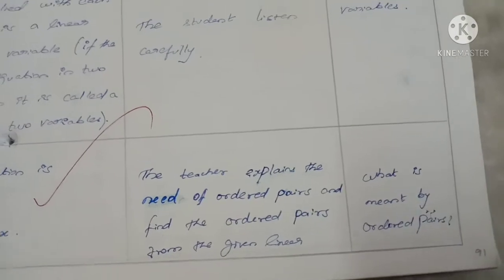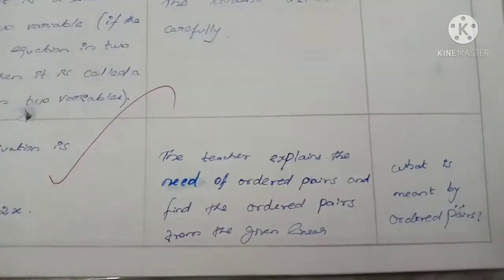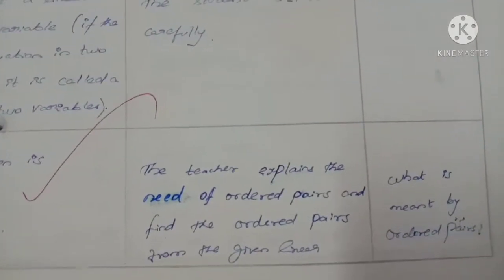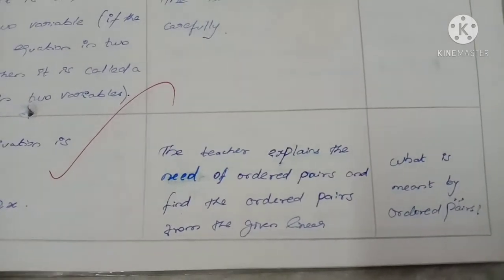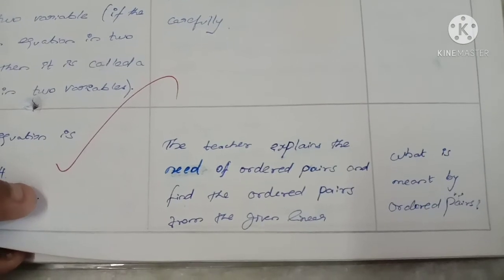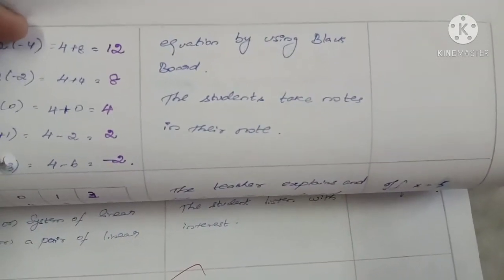In the third box, the teacher explains the need of ordered pairs and finds the ordered pairs from the given linear equation by using the blackboard. The students take notes in their notebooks. The last box, what is meant by ordered pairs?